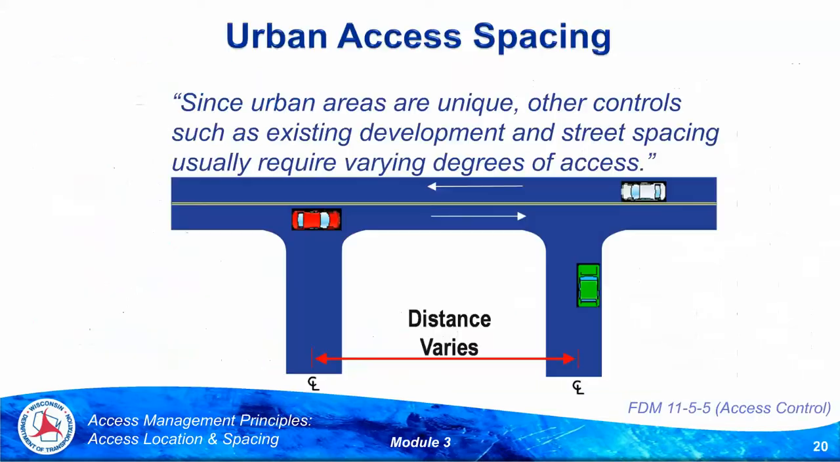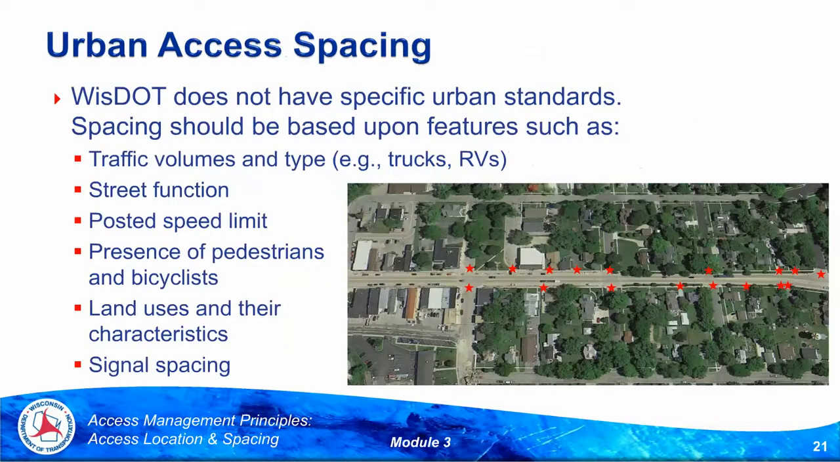Urban access spacing. Urban areas are unique. Other controls such as existing development and street spacing usually require varying degrees of access. Urban access spacing is described also in 1155 of our FDM. WisDOT does not have specific urban standards. We only have standards for rural areas, but we base spacing on the factors listed in this slide. So we try to take all those into consideration.